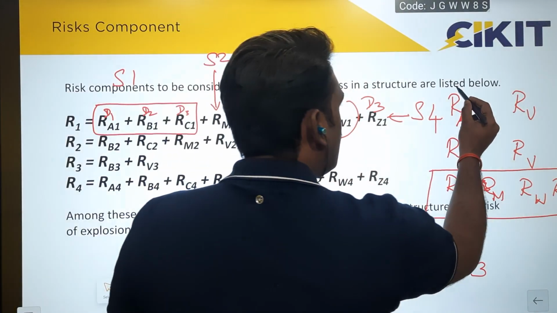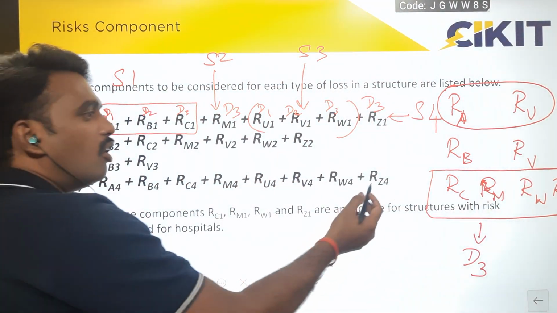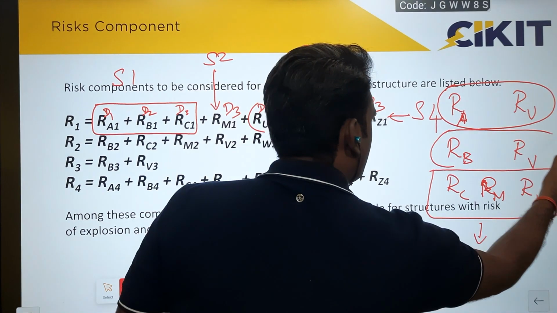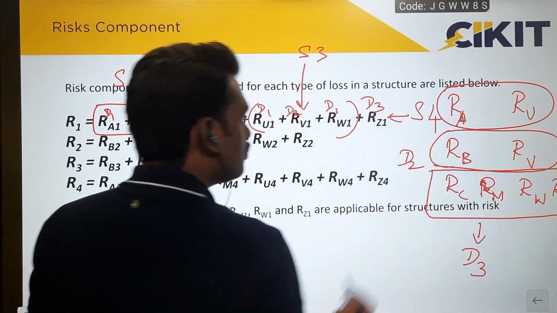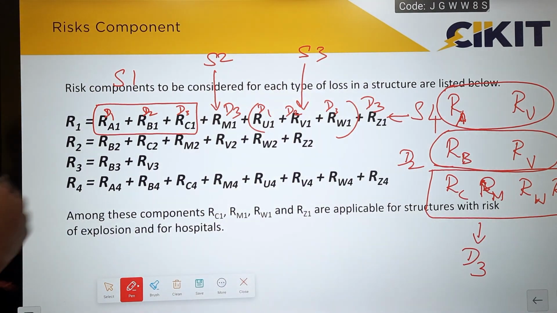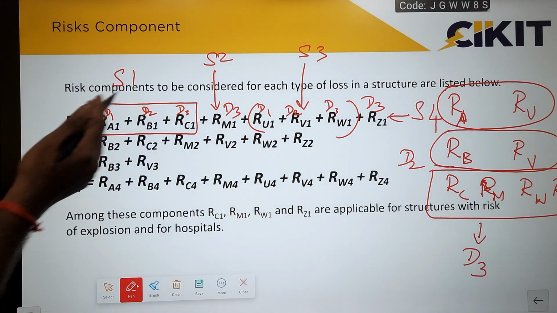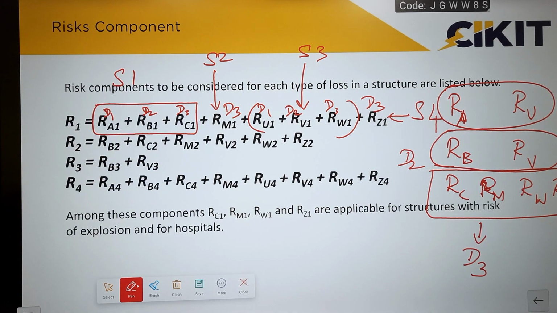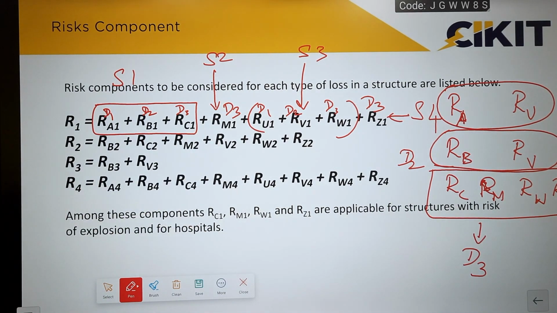RA and RU are related to injury to human beings, and RB and RV are physical damage to the structures. It will be very easy to understand if we split these parameters into different groups. RA and RU are related to damage D1, RB and RV are related to damage D2, and RC, RM, RW, RZ are related to damage D3.